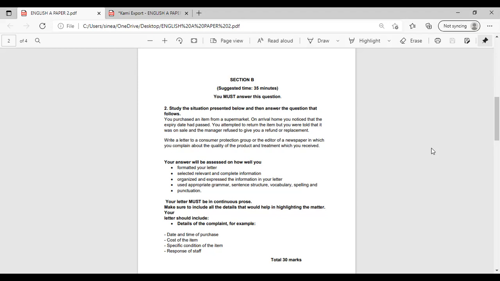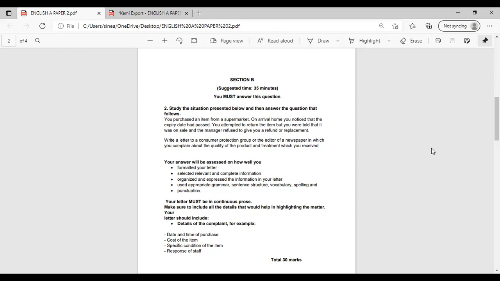So the situation presented in front of you says you purchase an item from a supermarket. On arrival home, you notice that the expiry date had passed. You attempted to return the item, but you were told that it was on sale and the manager refused to give you a refund or replacement. Write a letter to a consumer protection group or the editor of a newspaper in which you complain about the quality of the product and the treatment which you received.